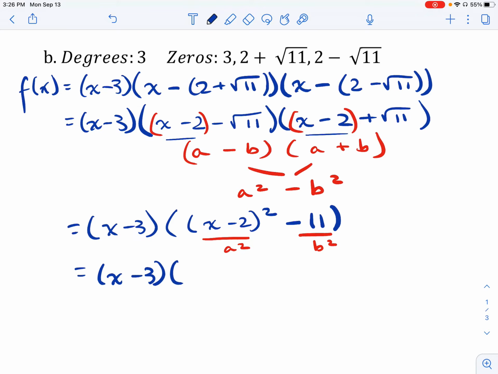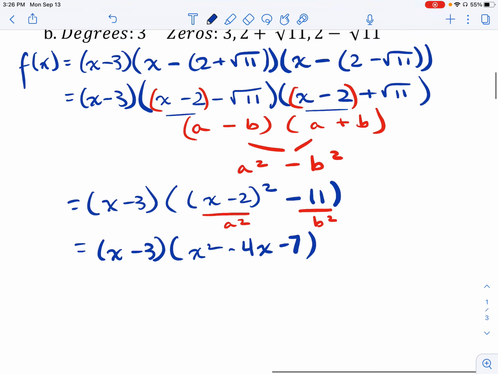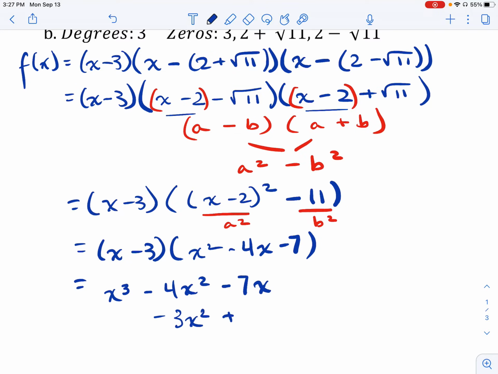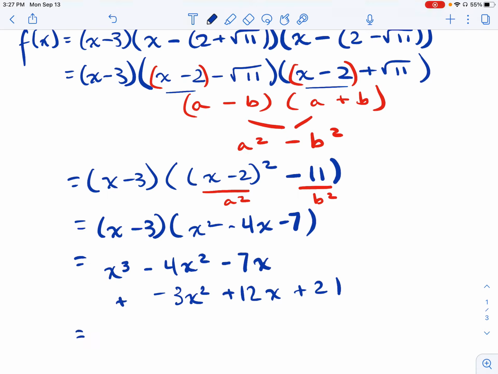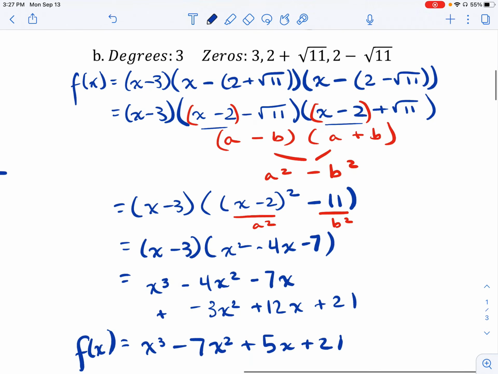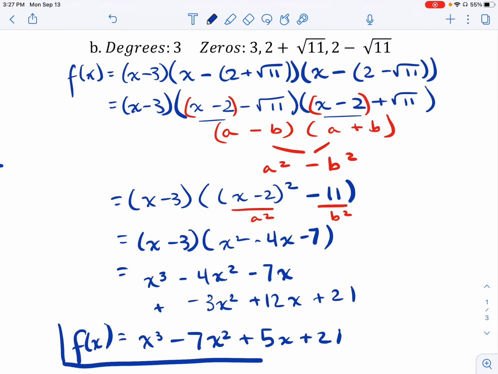This is x - 3 times, let's expand this out, x squared - 4x plus 4 minus 11, so that's minus 7. And then, again, it's up to you how you want to multiply this out. I can say x cubed - 4x squared - 7x, and underneath, I can say -3x squared + 12x + 21. If I add all this up, I get x cubed - 7x squared + 5x + 21. And here is my function in general form that satisfies the conditions of having these zeros and a degree of 3.